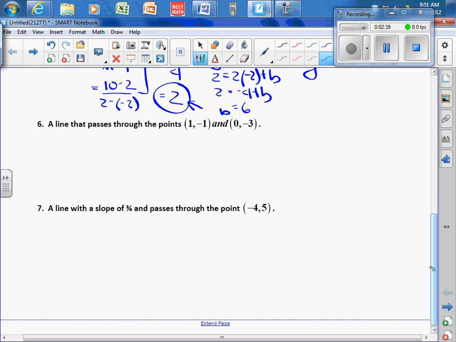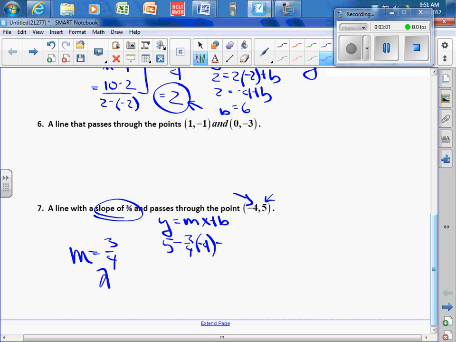Number 7. The slope is 3/4. Tell me you know what's going on. Write down m is equal to 3/4. How are you going to find the y-intercept? Start with y equals mx plus b. Plug in the 5 equals the 3/4 times negative 4 plus b. 5 is equal to 3/4 times negative 4, negative 3 plus b. b is equal to 8 by adding 3 to both sides. Y is equal to 3/4 x plus 8.